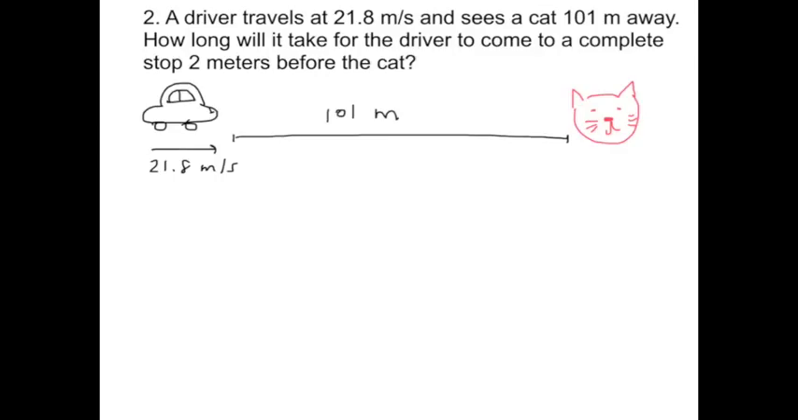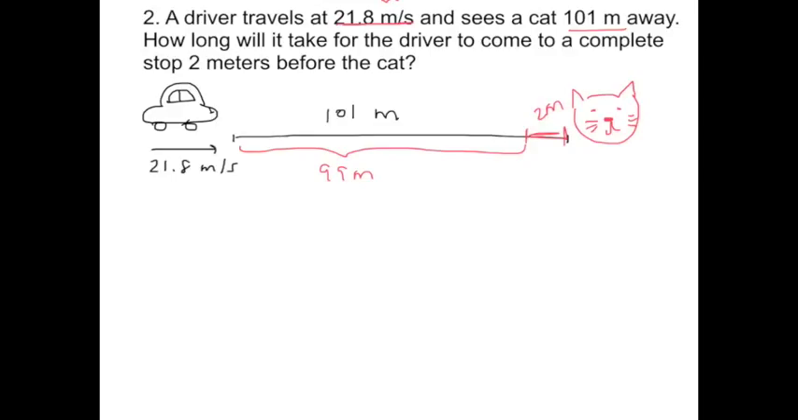So now we're on to a second practice problem for acceleration. In this case, a driver is traveling at 21.8 meters per second, that's v initial, and he sees a cat 101 meters away. How long will it take for the driver to come to a complete stop 2 meters before the cat? So you want 2 meters of space there to save the cat. Alright, so what this really means is that the driver is traveling a total distance of 99 meters as he stops. So let's first solve for the car's acceleration.